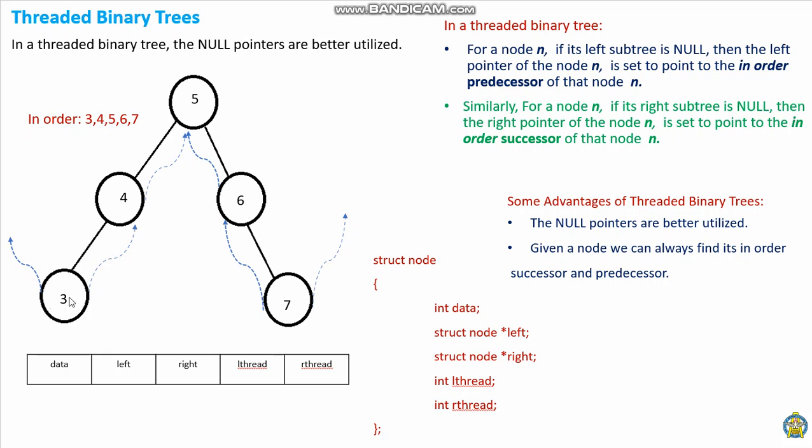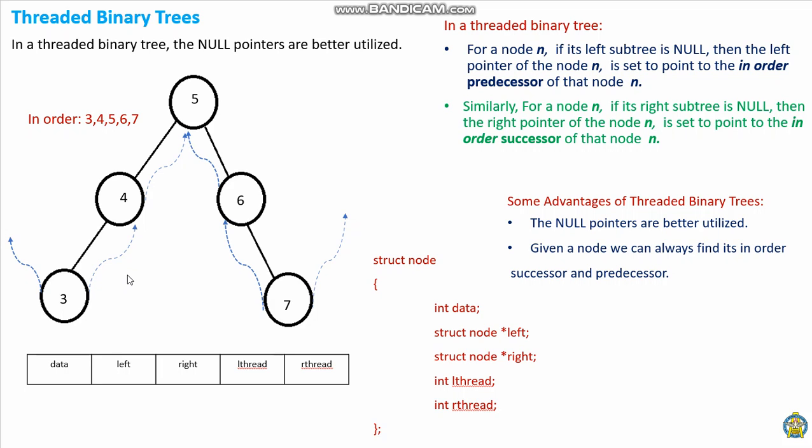Now if you look at every node, most of these nodes have a lot of null pointers. For example, 3 has a left which is null and right is null, here again the right is null, here the left is null, here again left and right are null. So in a threaded binary tree, we are going to look at how these null pointers can be utilized more efficiently. In order to achieve this, we use what are called threads, which are nothing but pointers.